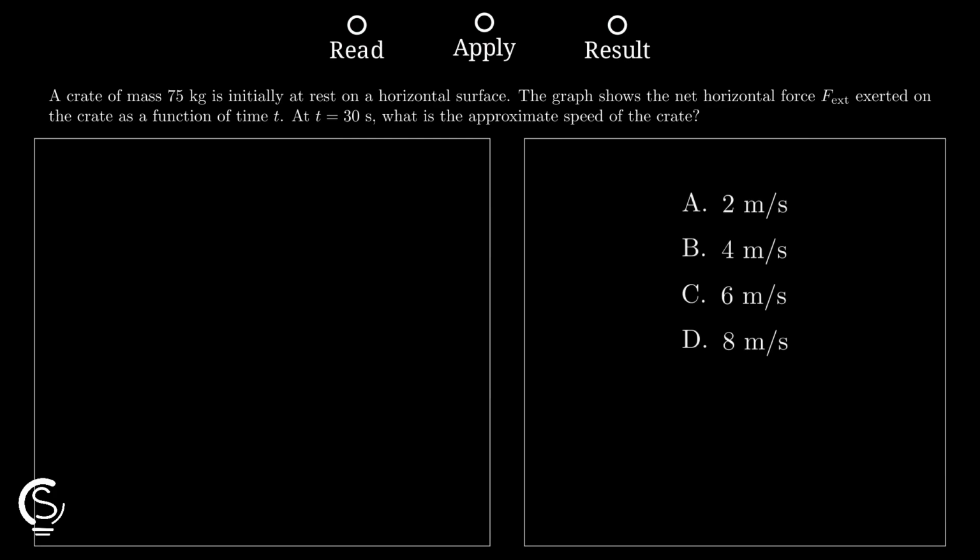First, we need to calculate the total impulse by finding the area under the force time graph. This area represents the change in momentum for our 75 kilogram crate over 30 seconds.